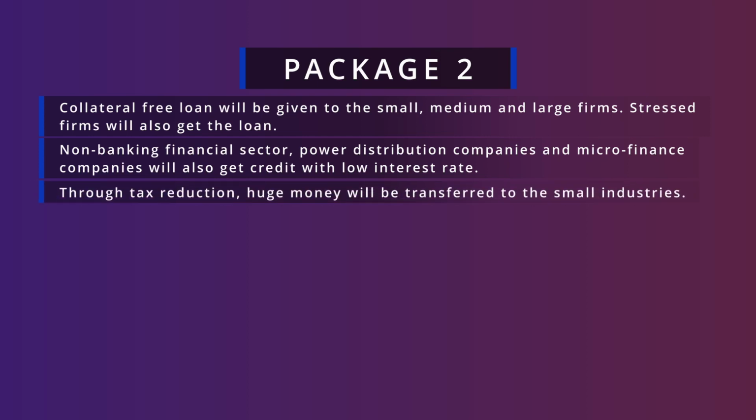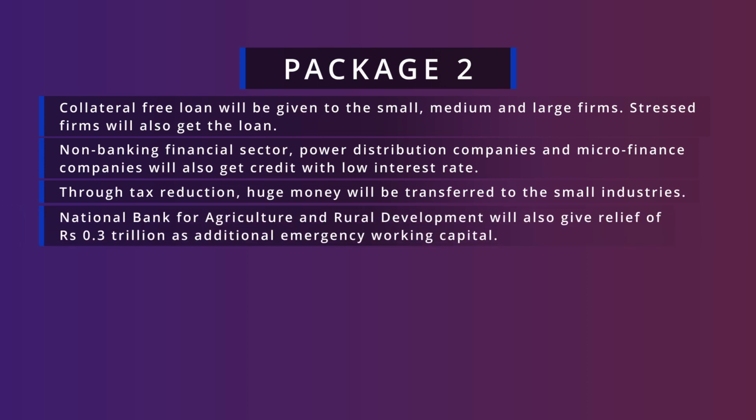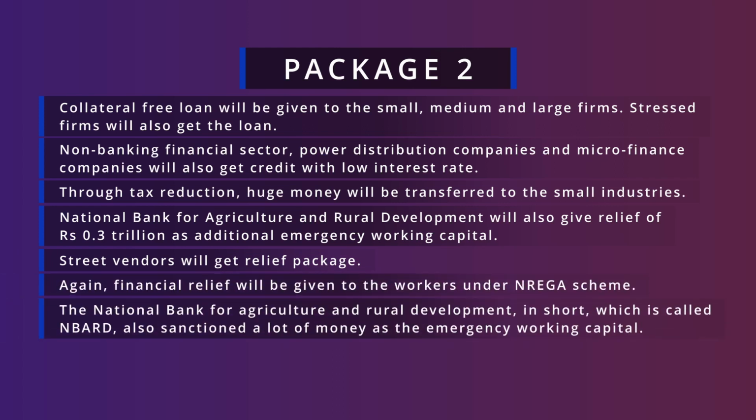The government has reduced tax significantly so that significant money will be circulated in the economy. At the same time, as I already said, the small vendors, the street vendors, are also getting financial support from the government. The National Bank for Agriculture and Rural Development, in short called NABARD, also sanctioned a lot of money as emergency working capital. So these are the broad announcements under Package 2.